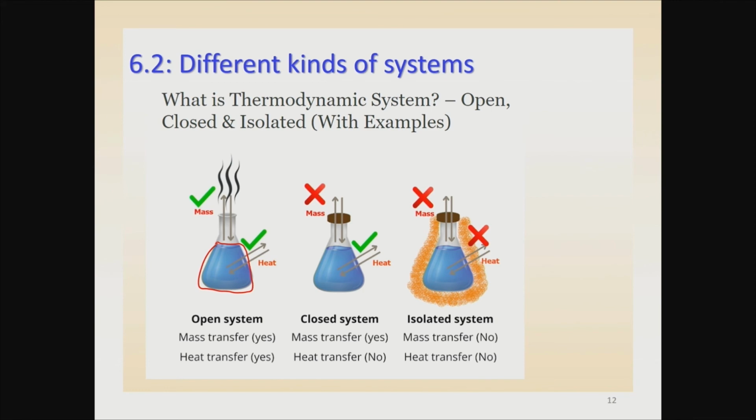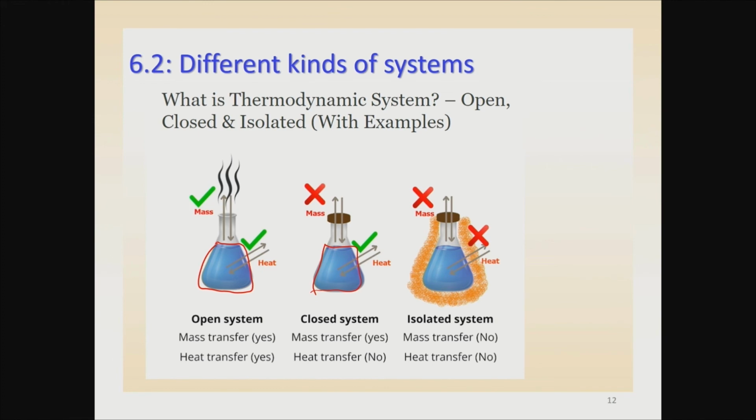So here we have now the system in its flask, but it's closed. And so you cannot transfer mass into the system, nor can you have mass leaving the system and going to the surroundings. Therefore, mass cannot leave the system. However, heat can. So when you have a system that cannot transfer mass with the surroundings, but can transfer heat, this is called a closed system.